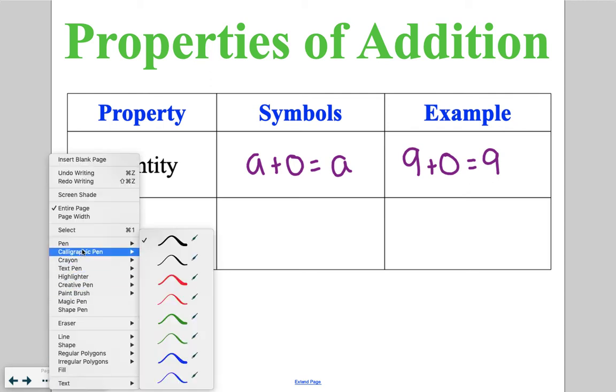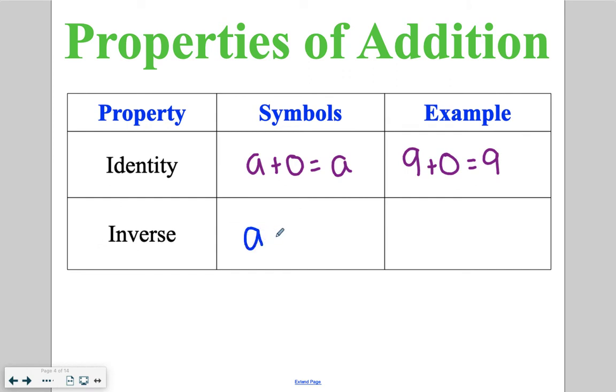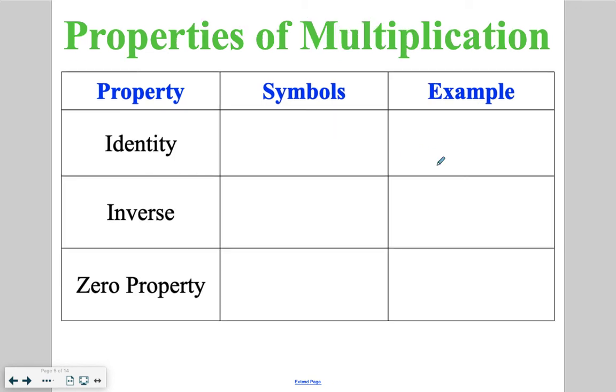The inverse property says that if you have a number and you add the opposite of that number, you're going to get 0. So for example, if you have 9 and you add on negative 9, you're going to get 0. You also might just see it written out as 9 minus 9 equals 0. So this is basically telling you that adding and subtracting are inverse operations, and that adding 0 isn't going to change anything about the number.